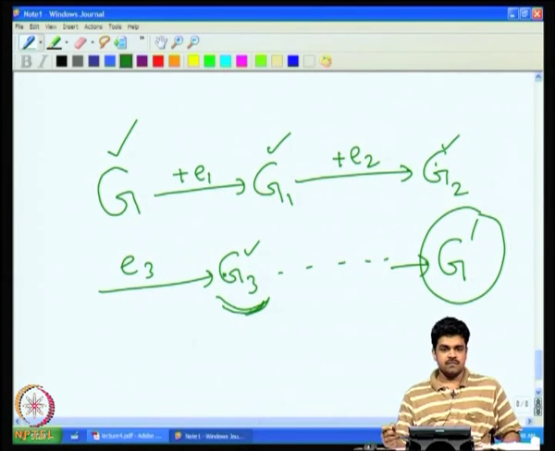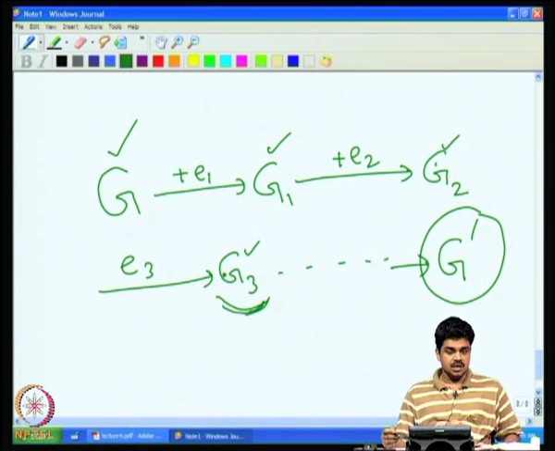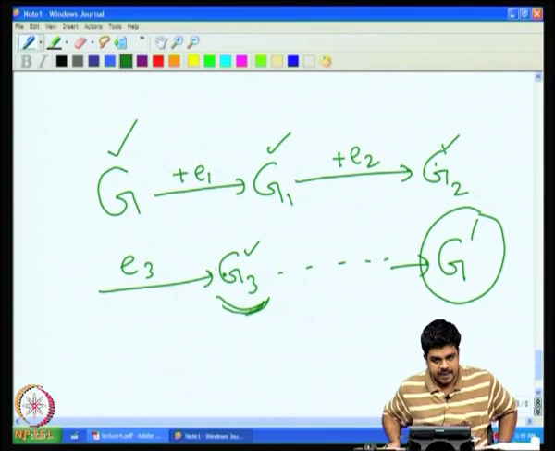Because G was a graph without a perfect matching. That is the property we are interested in. When we are adding new edges, we will make sure that these new graphs are also without a perfect matching. So in other words, when a new edge is added, if a perfect matching comes in the graph, then we will not add that edge. We will look for another edge that can be added.